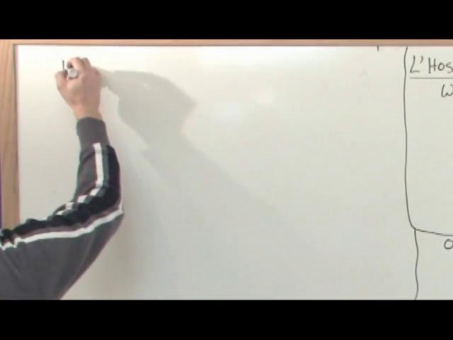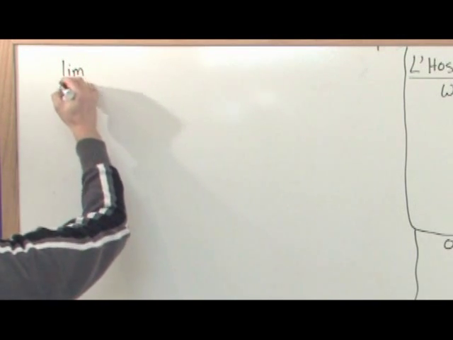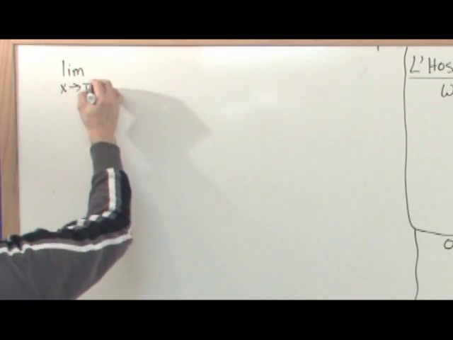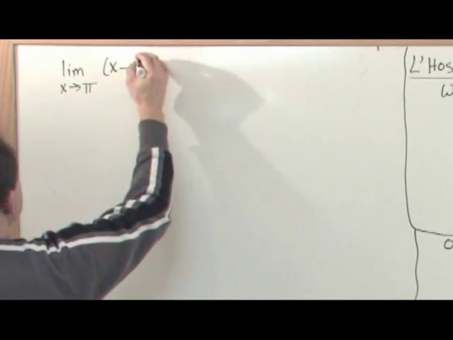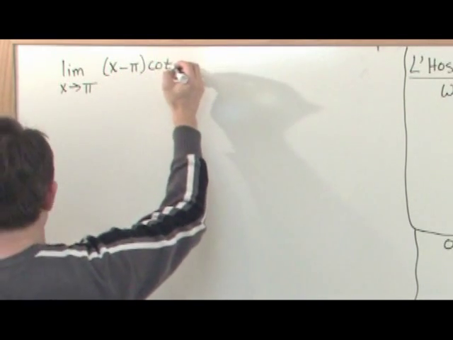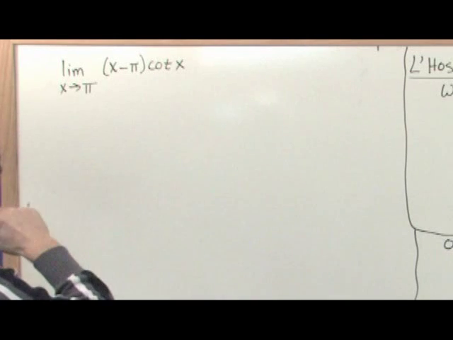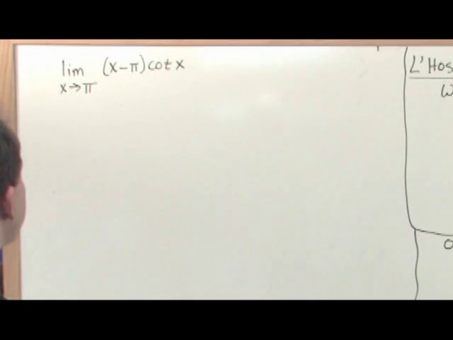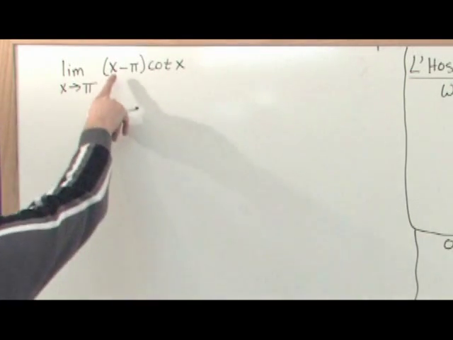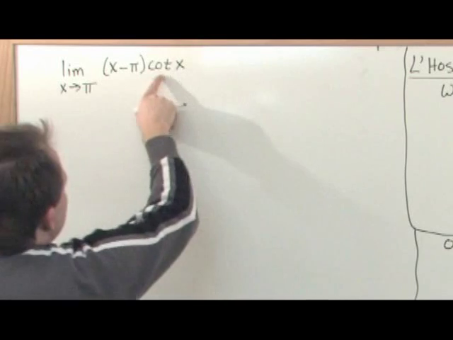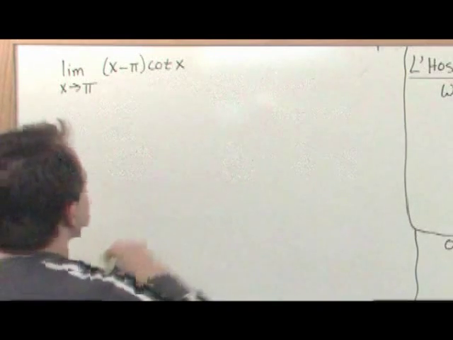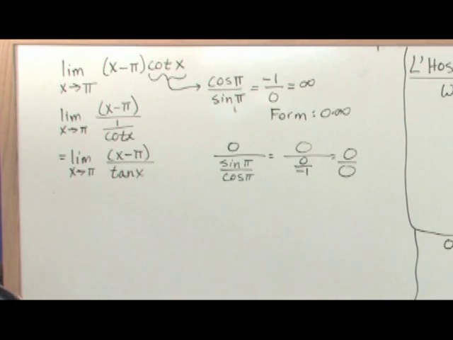Now the next problem is, what if I had the limit as x goes to pi of the function x minus pi times the cotangent of x? The first thing to do is figure out what form this is. If I put in pi here, I'm going to have pi minus pi, so I'm going to have 0, but what is this result? Is it legal to use L'Hopital's rule?